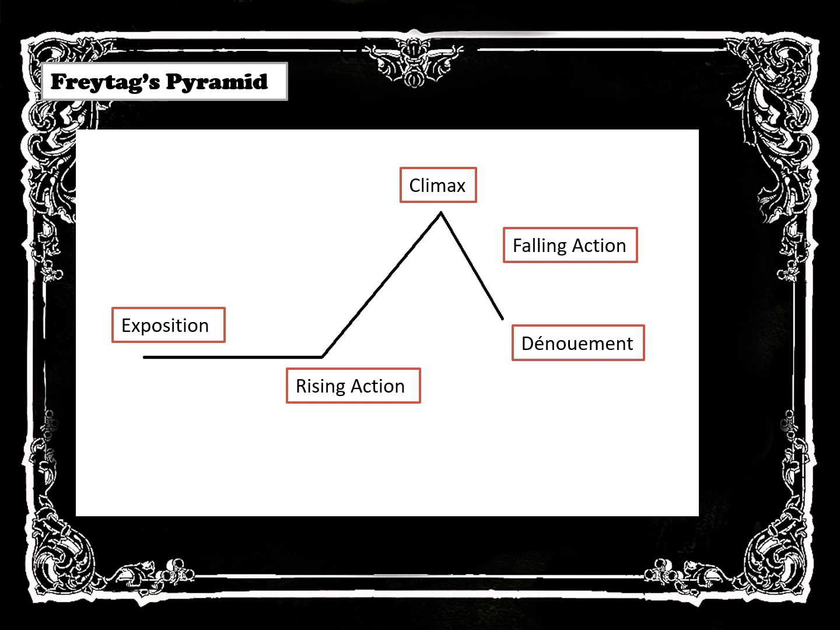So, Freytag's pyramid generally has 5 parts that a plot is divided into: the exposition, the rising action, the climax, the falling action, and the denouement, or the resolution. Denouement is a French term.